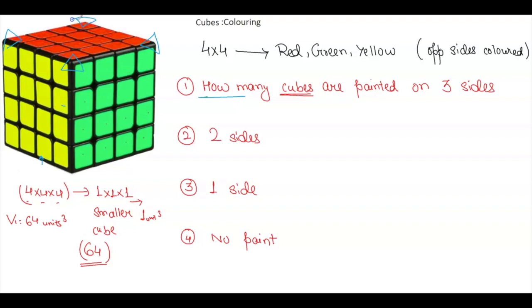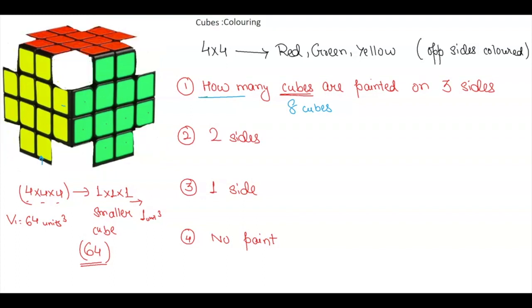So I have 1, 2, 3, 4 corners at the top and another 4 corners at the bottom. So a total of 8 such smaller cubes are painted on all 3 sides. You can also take the example of a book and place it in front of you to visualize this problem in a better way. Only the corner cubes can be colored on 3 sides, not more than that.